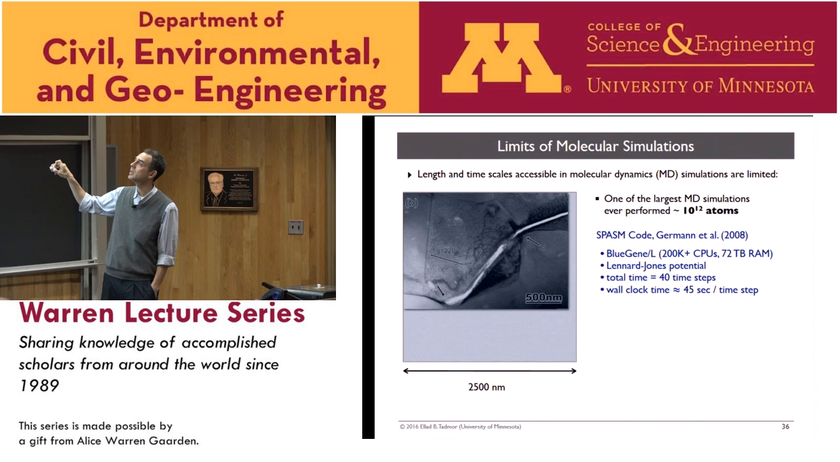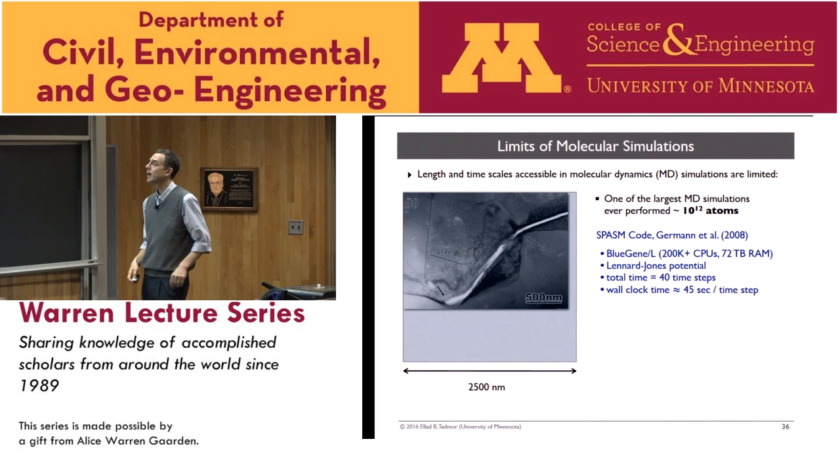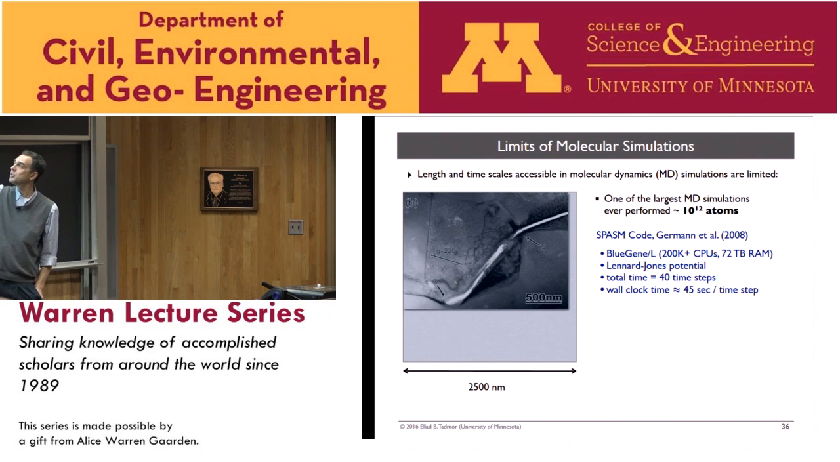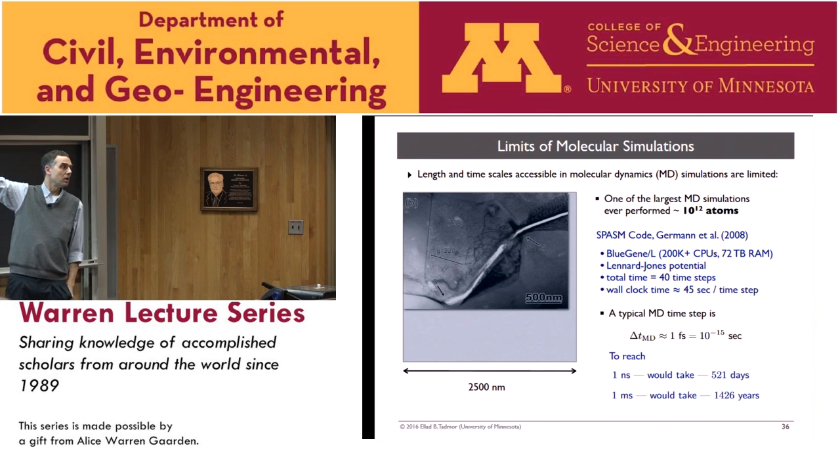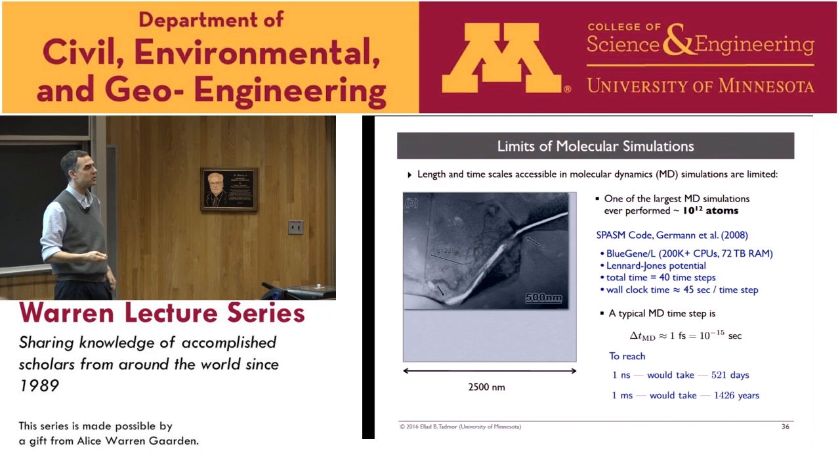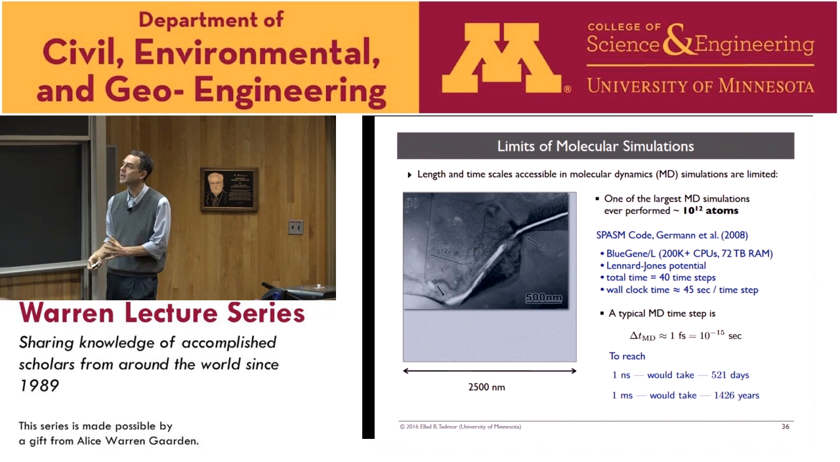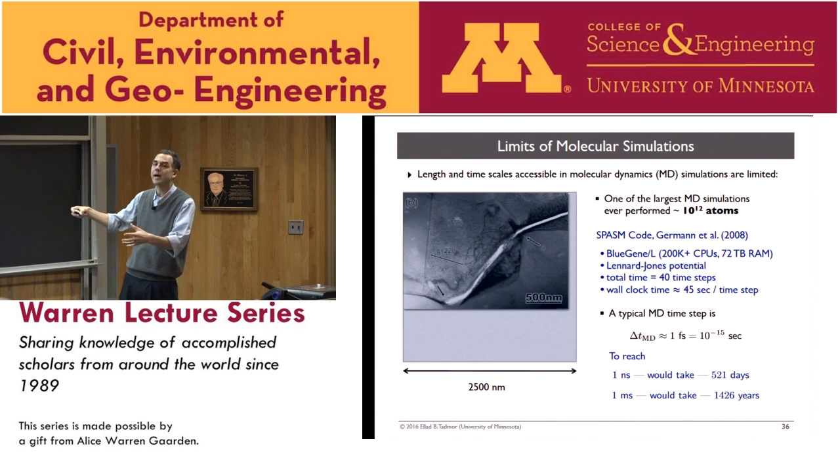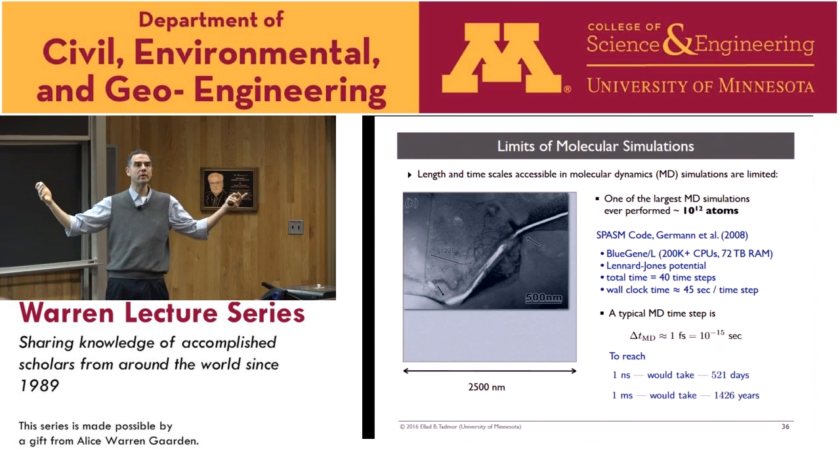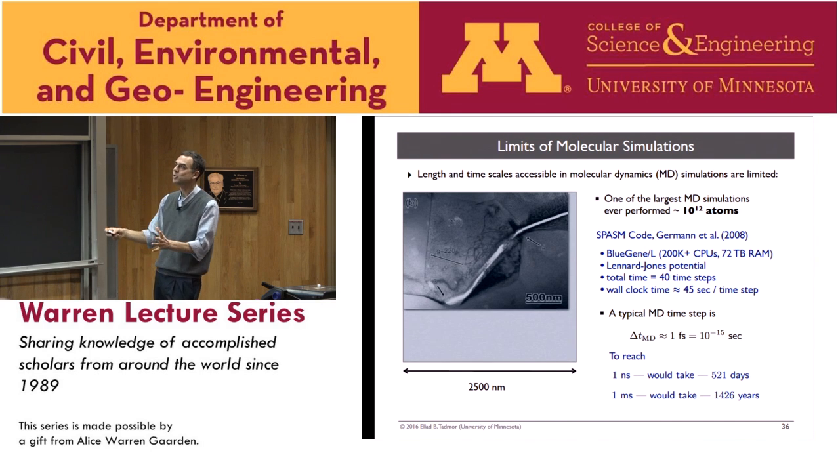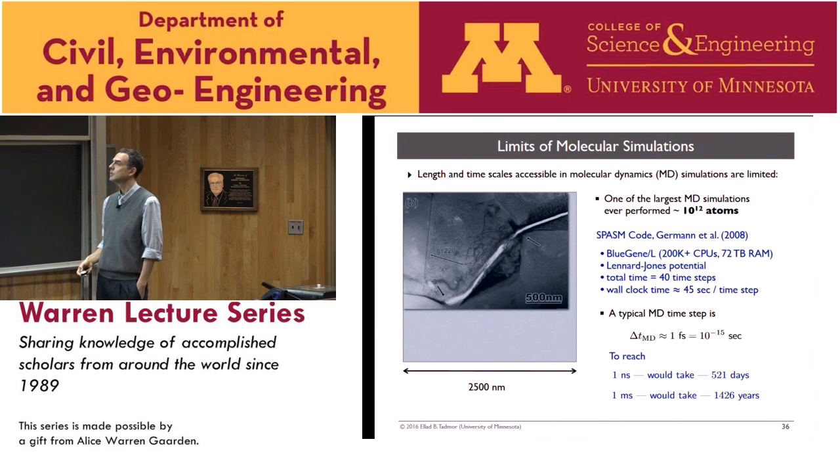They were able to simulate 40 time steps. Each time step took 45 seconds of wall clock. You had to wait. Now, a typical time step in an MD simulation is 1 femtosecond. That's 10 to the minus 15 seconds. And so if they wanted to reach 1 nanosecond, it would take them 521 days on this gigantic machine. If they wanted to run a millisecond, it would take them 1,400 years of constant computation on this system. Okay, so that's giving you an idea of why you can't just put all these atoms in and just run the computer and wait for the result. It's just not practical. I mean, there are many things you can do, but there are a lot of things you can't. All right.